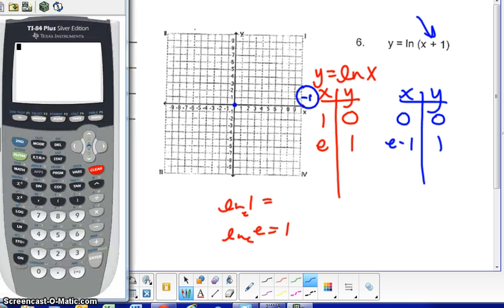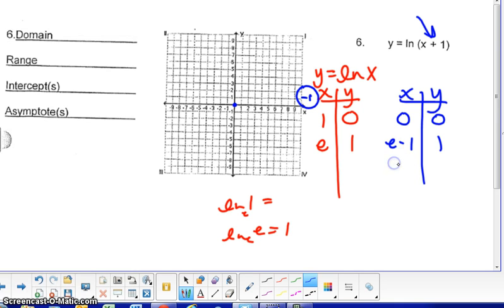So now that you have your calculator out, let's find the value of e minus 1. e is the second button, and it's right above the division, and then minus 1. And we'll get the approximate value of 1.7. So 1.7 is the value here. So I'm going to go over 1.7 and up 1.